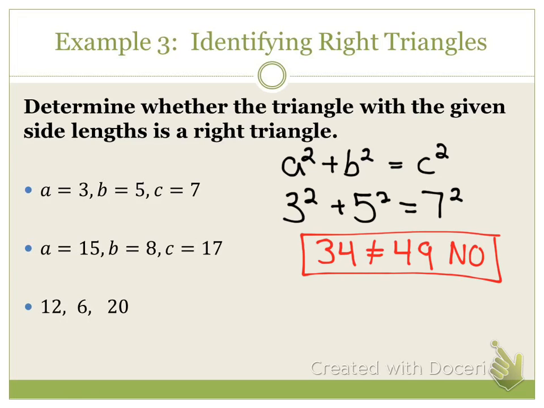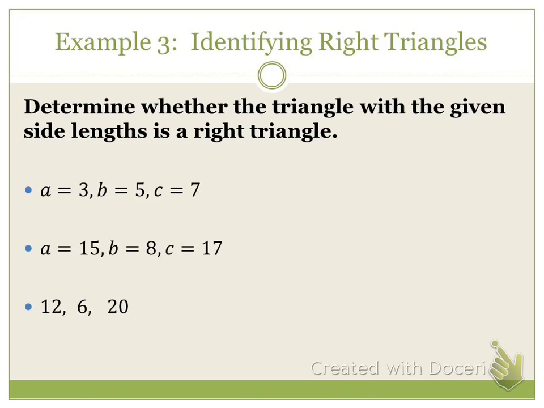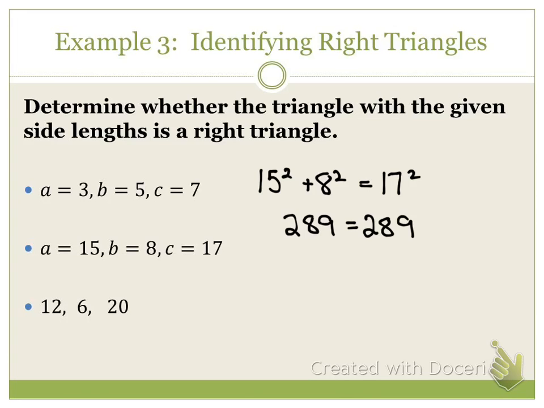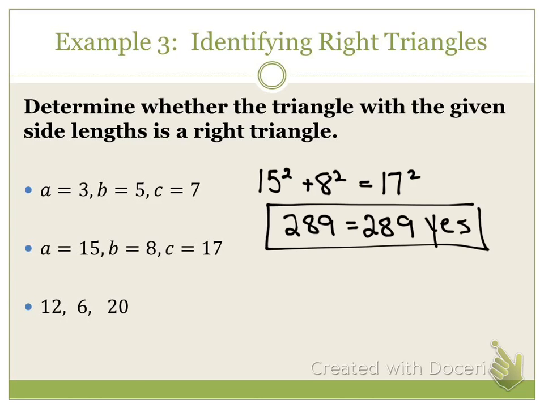All right, you think you can do the second one? Go ahead and try the second one. All right, so now on the second one, we've got 15 squared, make sure you write your original formula, plus 8 squared equals 17 squared. And 15 squared plus 8 squared is what? 289. And what's 17 squared? 289. So guess what? These measurements do form a right triangle because it worked out.